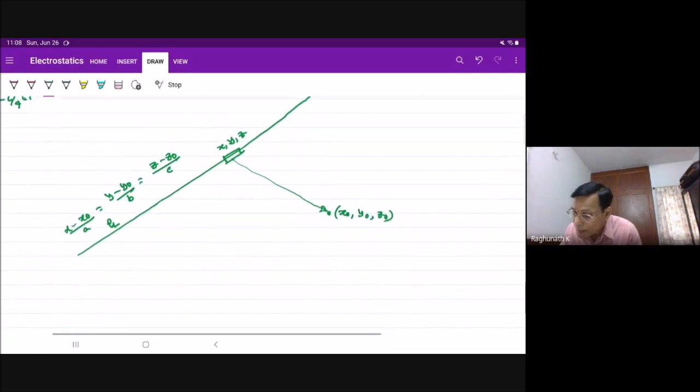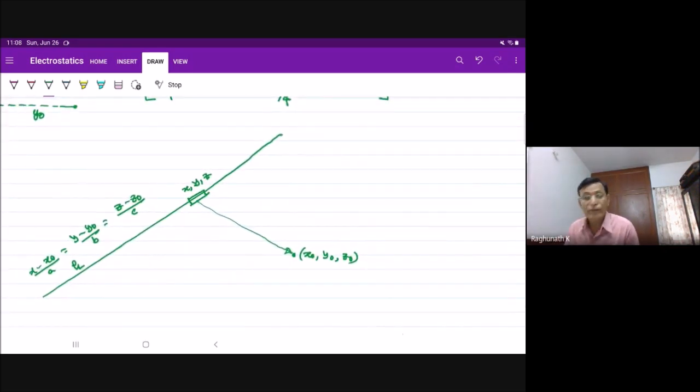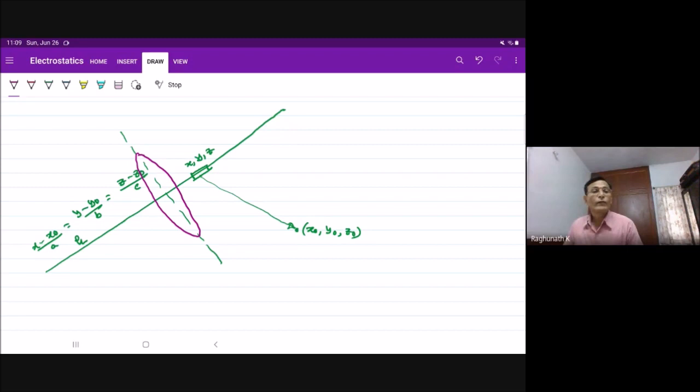The procedure followed is this. Consider any infinite line charge. The discussion that we had yesterday says what? On the plane perpendicular to this line charge at any point, if I consider a circle, the field intensity everywhere is radial and will have the same magnitude.